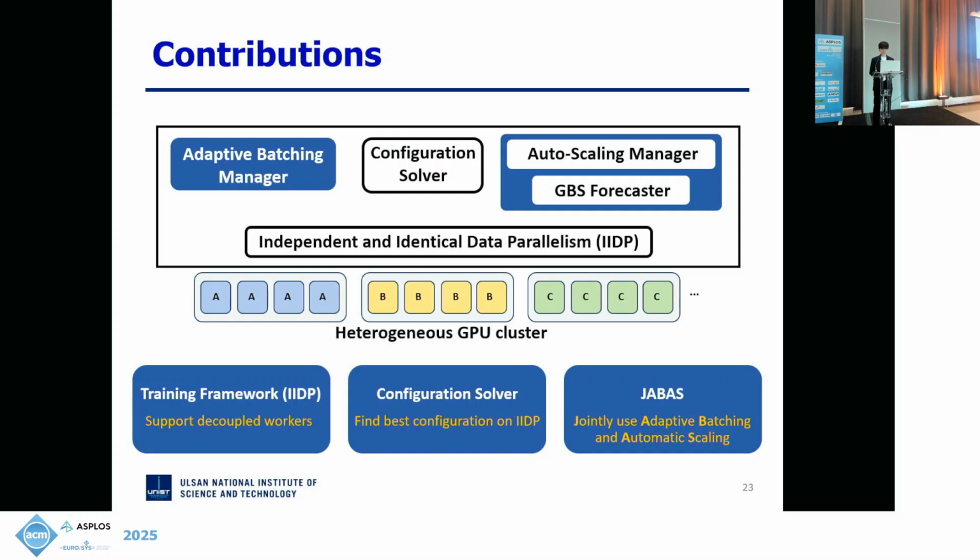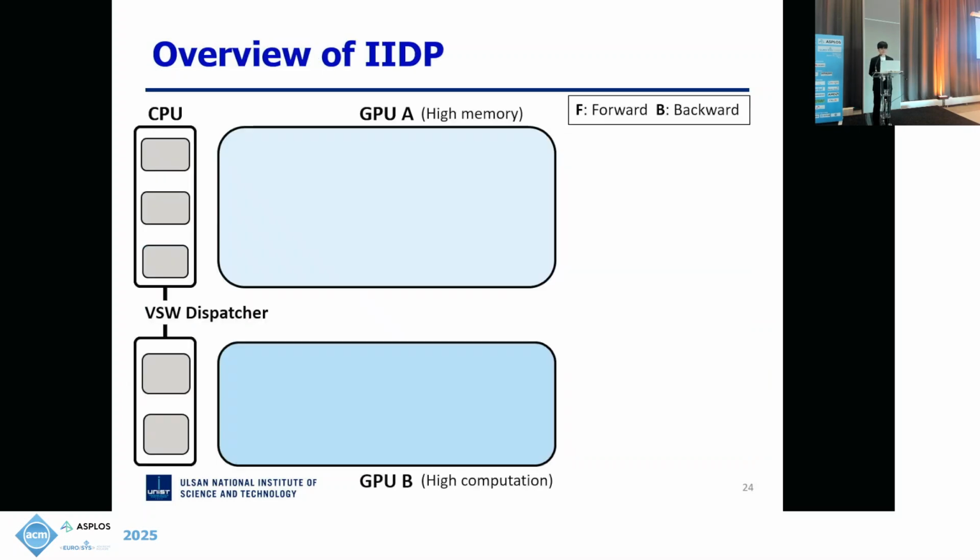Before explaining workflow of JABAS, I describe IIDP and configuration solver as 2 basic components of JABAS. Let me explain the overview of the IIDP. There are heterogeneous GPUs A and B. GPU A has larger memory capacity and GPU B is faster than GPU A.